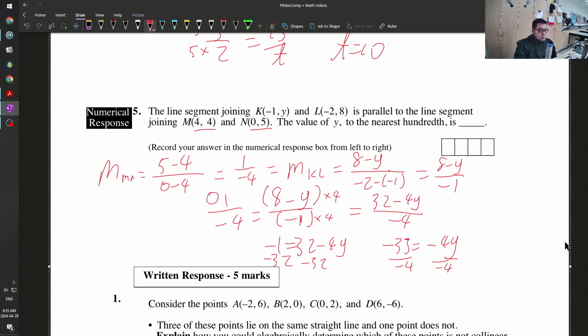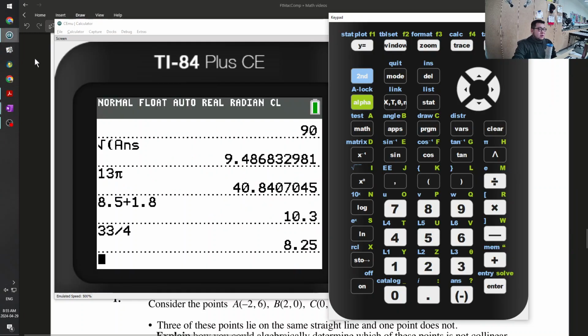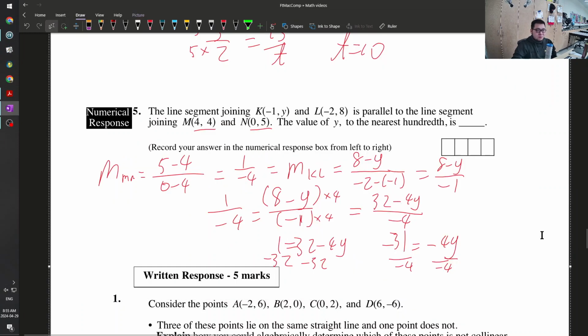Oh, sorry, this is a positive 1. This is not negative 1. Yeah, that's a mistake. 1 minus 32 is negative 32. Or sorry, 1 minus 32 is negative 31. So again, pay attention to your signs. So we have negative 31 divided by negative 4, which gives me 7.75. Which is the correct answer. Good thing I have an answer sheet beside me.